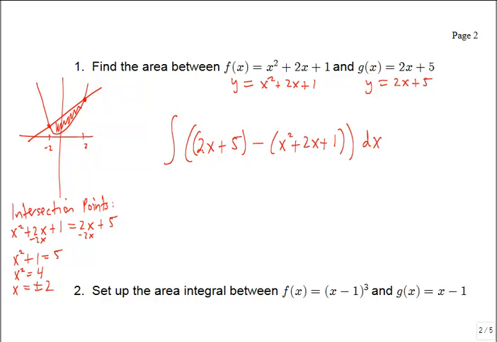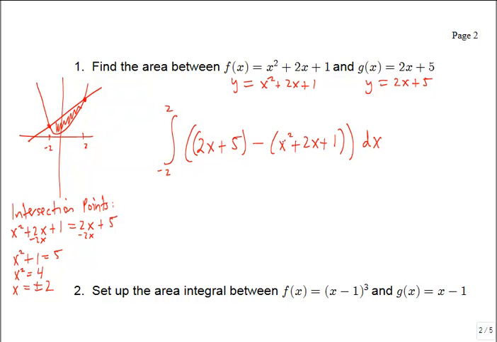Since this is an integral using x variables, you want to make sure that your bounds are x bounds as well, the way that x changes. And x changes from negative 2 up to positive 2. So those should be my two bounds that I use. So this would be our area integral for finding the area between these two curves.